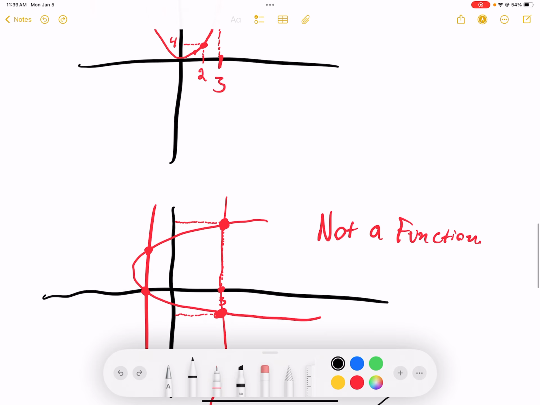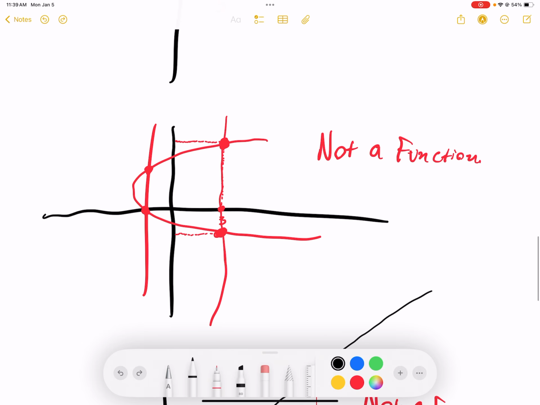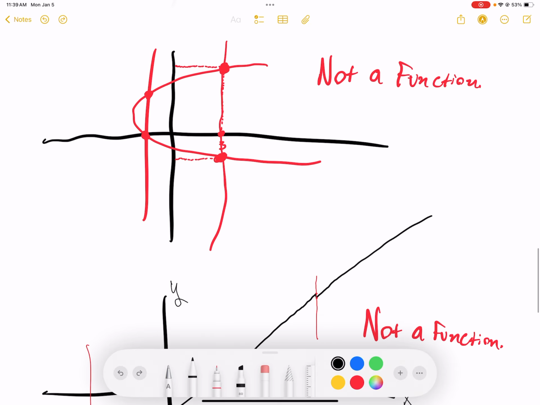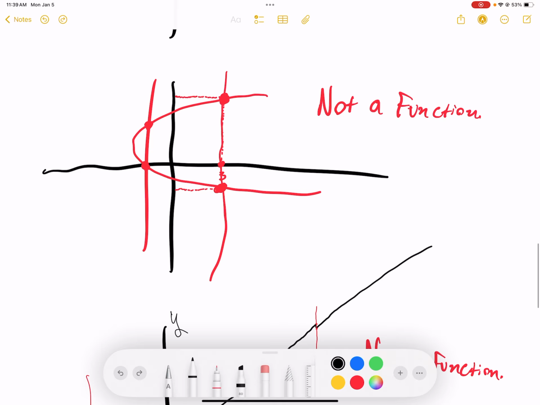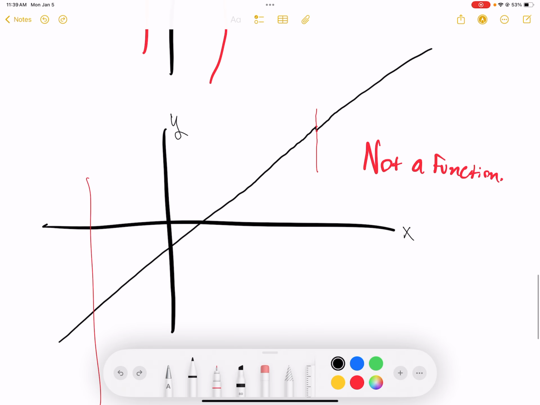But then if we consider this graph, it has many, many places where I can draw a vertical line and intersect the graph in multiple spots. Now, it doesn't need to have many. All it needs to have is one example of a vertical line that can be drawn such that the line intersects the graph in two spots, two locations. The minute you have that single example, then it's not a function. And so this is not a function for that reason. And then this one is not a function for that reason.